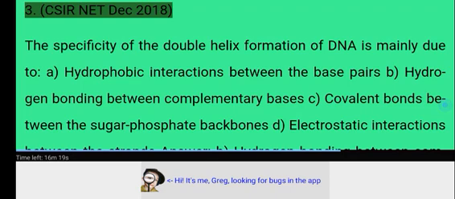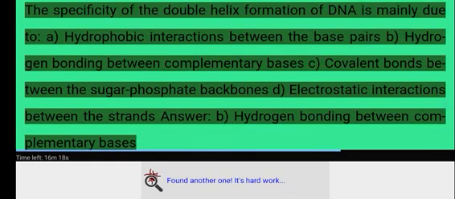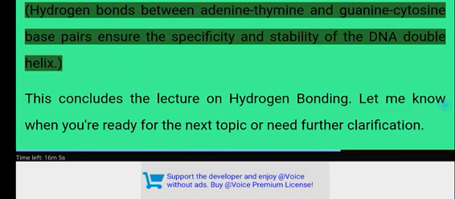3. CSIR NET December 2018. The specificity of the double helix formation of DNA is mainly due to: A. Hydrophobic interactions between the base pairs. B. Hydrogen bonding between complementary bases. C. Covalent bonds between the sugar-phosphate backbones. D. Electrostatic interactions between the strands. Answer. B. Hydrogen bonding between complementary bases. Hydrogen bonds between adenine-thymine and guanine-cytosine base pairs ensure the specificity and stability of the DNA double helix.